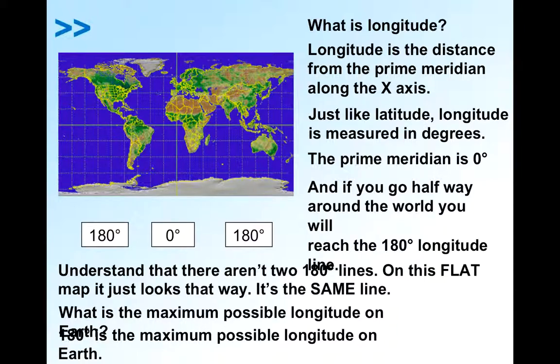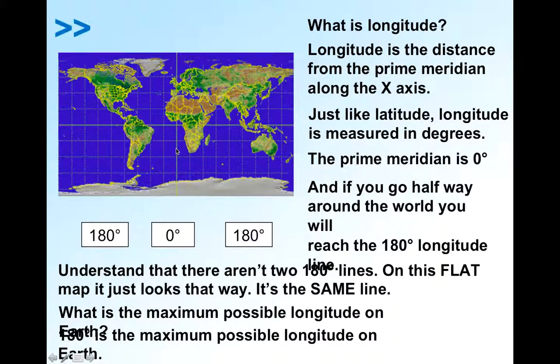There is no greater latitude on Earth. So what is longitude? Longitude is the distance from the prime meridian along the x-axis. So what does that mean? That means that here is my x-axis, okay? My longitude goes up and down. It is measured from the prime meridian, east and west of the prime meridian. Now, latitude and longitude are different in that longitude can be measured going all the way around the world in a circle, but latitude only goes halfway up and halfway down. So latitude is 90 and longitude is 180.